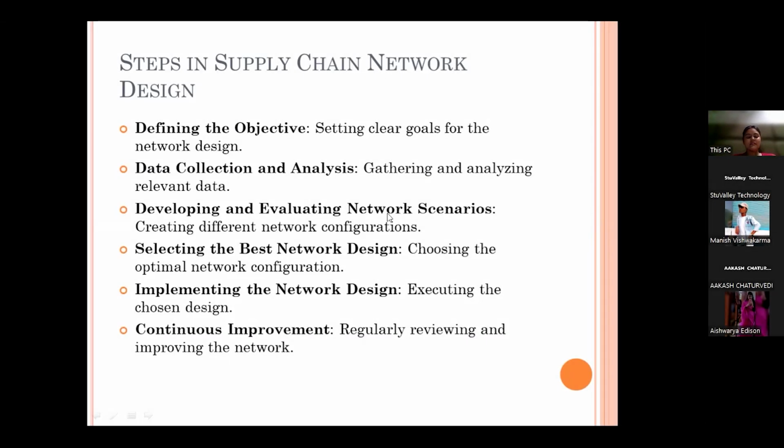So we were discussing yesterday the supply chain network design for some idea of a smart mobile manufacturing company. So we were doing the data collection and the analysis. Then we are developing the different scenarios which will suit best to our business.